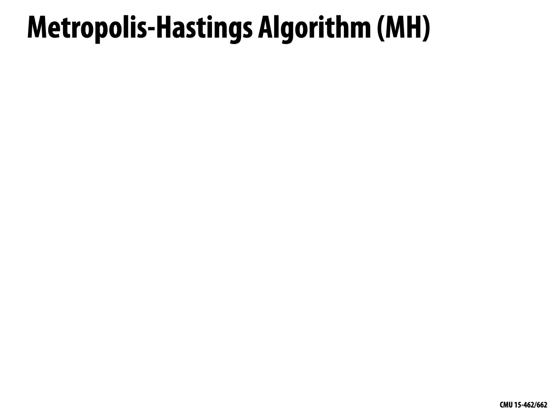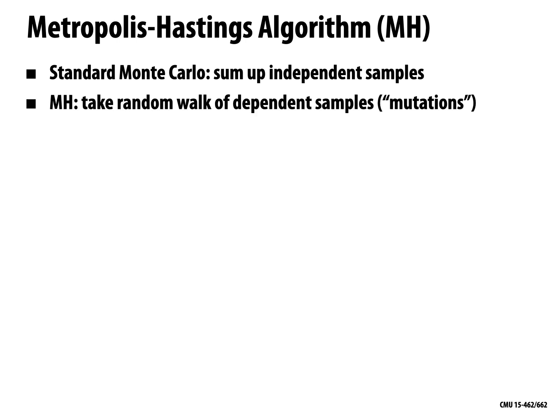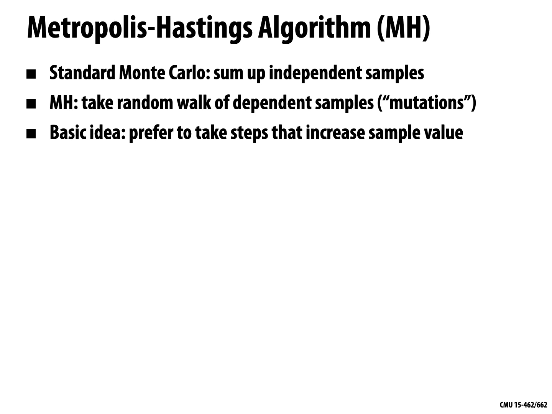So in general, Metropolis light transport is based on something called the Metropolis-Hastings Algorithm. In standard Monte Carlo, we sum up independent samples, as we've always been doing. In Metropolis-Hastings, we are actually going to take a random walk of dependent samples. We're going to start with a sample, and then we're going to change it or mutate it to get the next sample. The basic idea is that we prefer to take steps that increase the sample value.